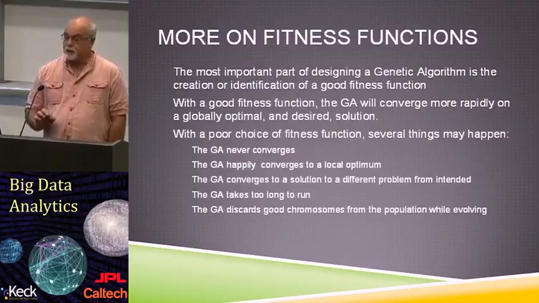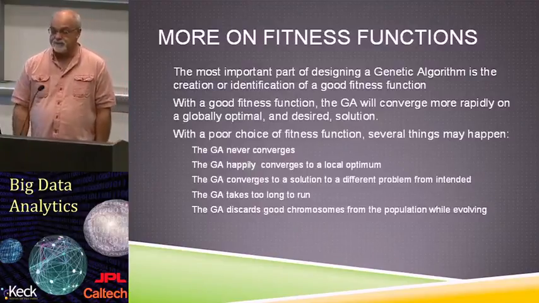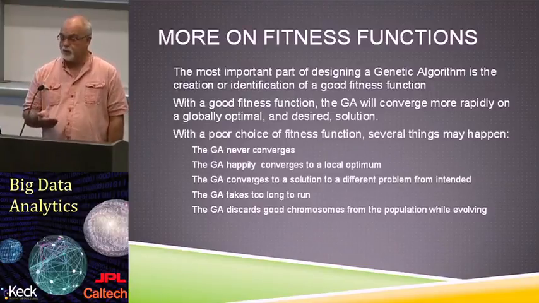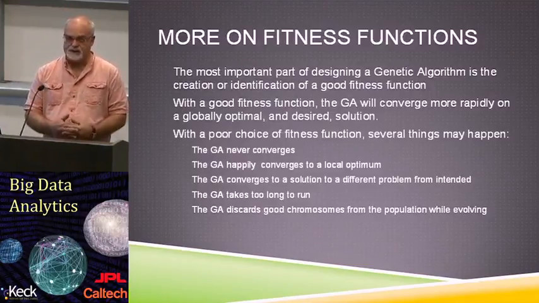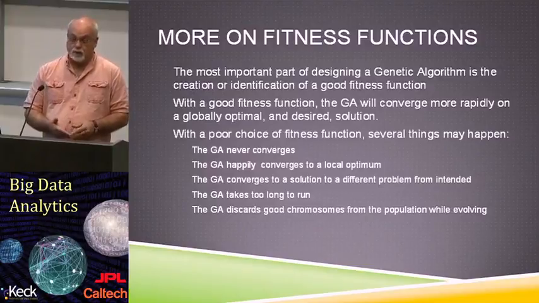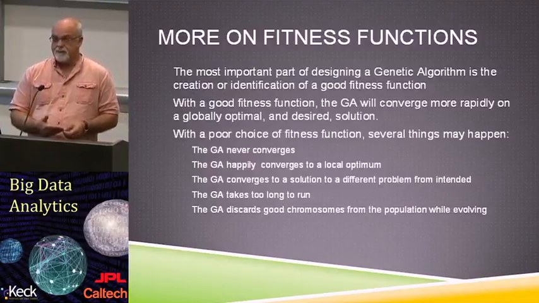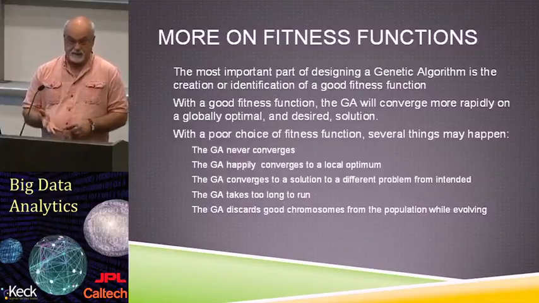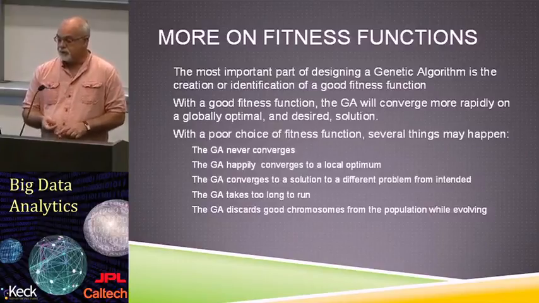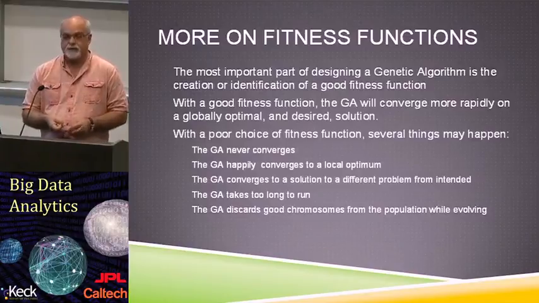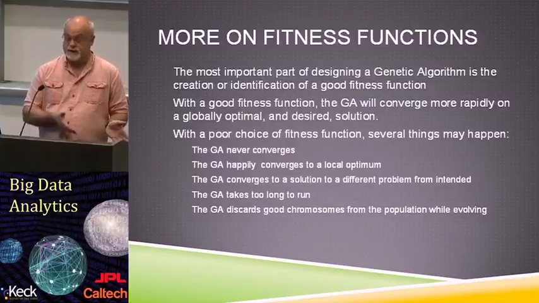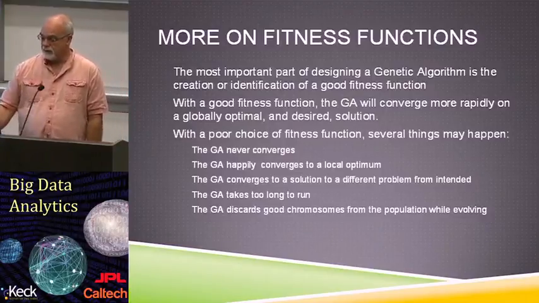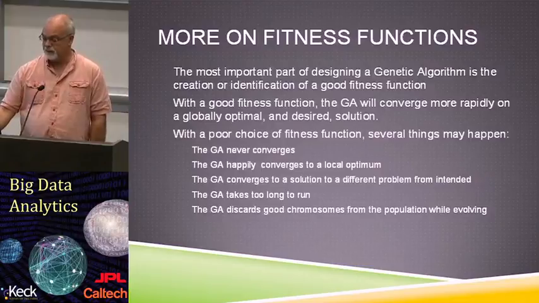You need to be sure that you've got a good fitness function, because with a good fitness function, the genetic algorithm will converge more rapidly on a globally optimum and desired solution. If you have a poor fitness function, then many things can happen. The genetic algorithm may never converge, or it can converge to a local optimum, or it can converge to a solution to a different problem than the one you're intending, or it will take too long to run, or it can start discarding good chromosomes from the population which would actually have been a good solution to your problem while it's evolving them.